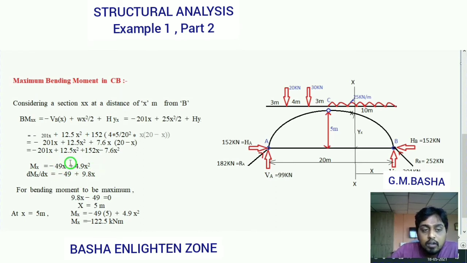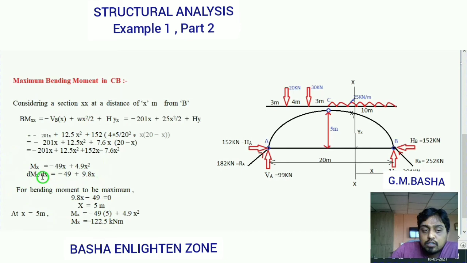After obtaining this, you have to differentiate this moment with respect to x. So whatever equation is obtained here, you have to differentiate with respect to x. If I differentiate this equation with respect to x, minus 49x gives minus 49, plus 4.9 differentiated with respect to x square gives 2x. So 4.9 into 2x. Therefore the total equation will be minus 49 plus 9.8x. Again, for the bending moment to be maximum, this value will be equal to 0.